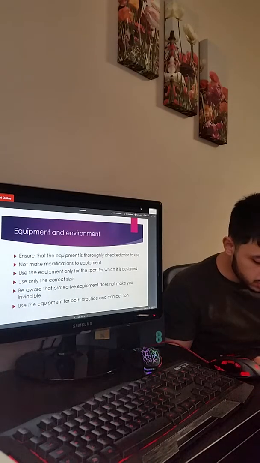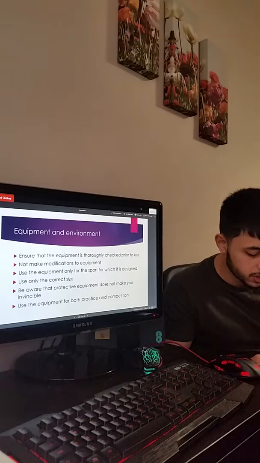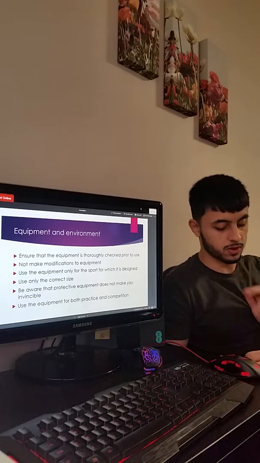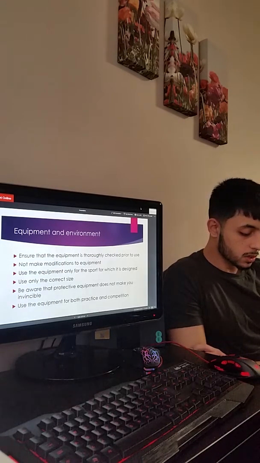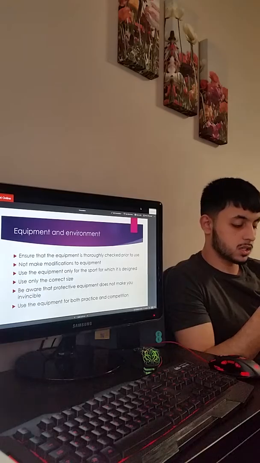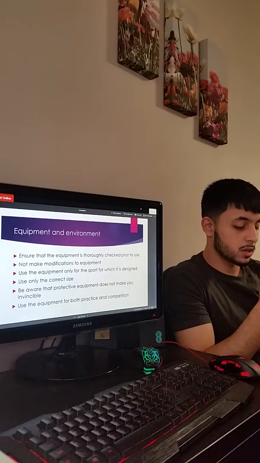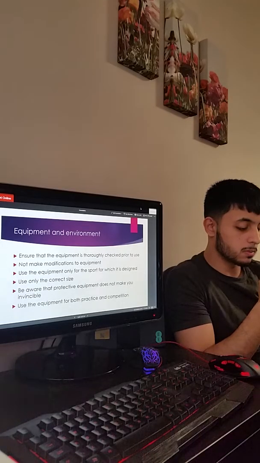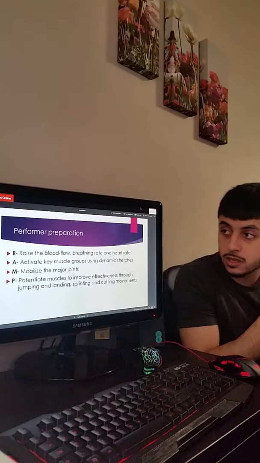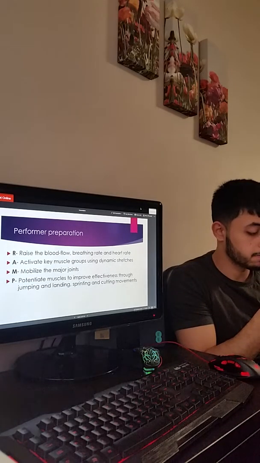Furthermore, environmental conditions should also be taken into consideration to help prevent the risk of injury. For example, a training session that is held on grass might reduce the risk of an injury occurring compared to holding the same training session on a hard or artificial surface. And if weather conditions change, perhaps with rain making a surface slippier, then the session could be moved so that it is held indoors. The next preventative measure is performer preparation.